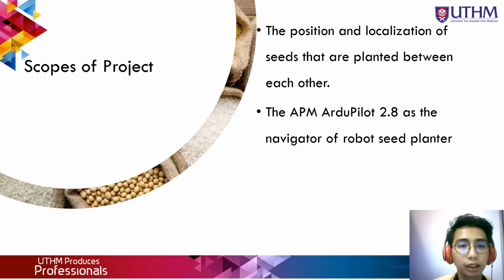Then, the scope of the project. So, the scope of the project is the position and localization of seeds that are planted between each other. So the idea is we are going to plant the seeds at a distance that is constant to each other, so each of the seeds can have enough nutrients to grow. And then the second one is the APM Autopilot 2.8 as the navigator of the robot seed planter.